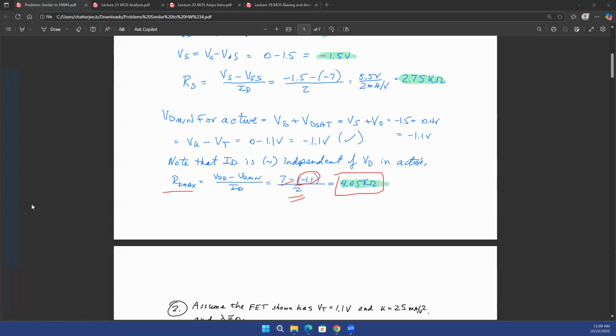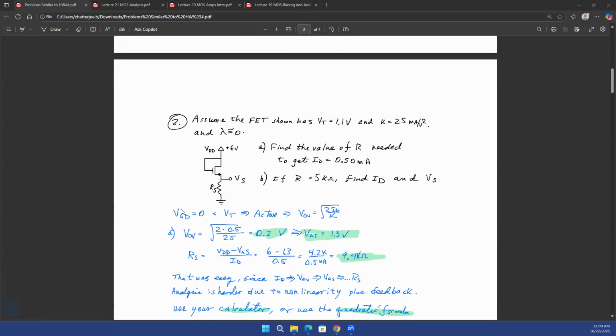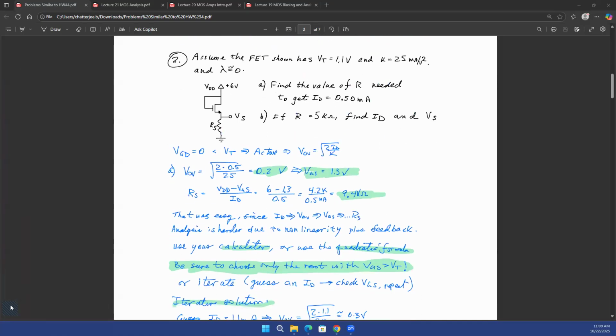All right, so that's your question number 1. Question number 2 is, again, a very similar problem, where the FET has a VT of 1.1 volt, K equal to 25 milliampere per volt square, lambda is equal to 0. You want to find out the value of R needed to get ID to be equal to 0.5 milliampere.